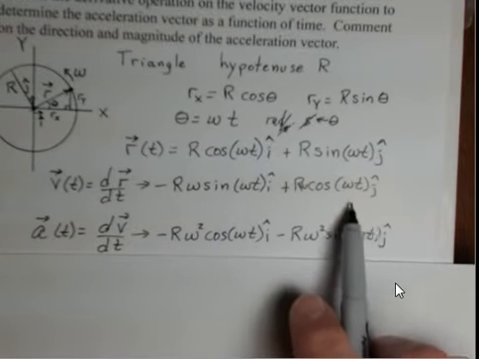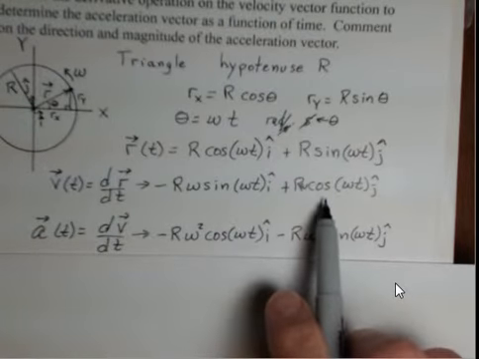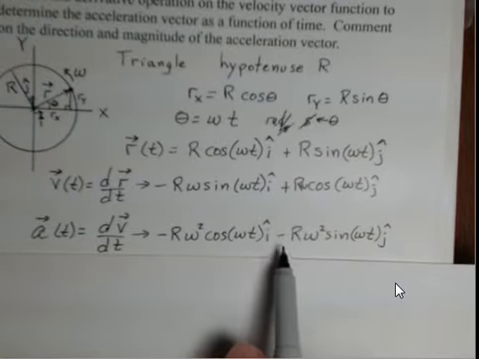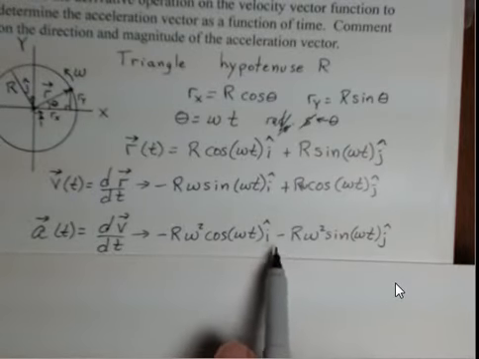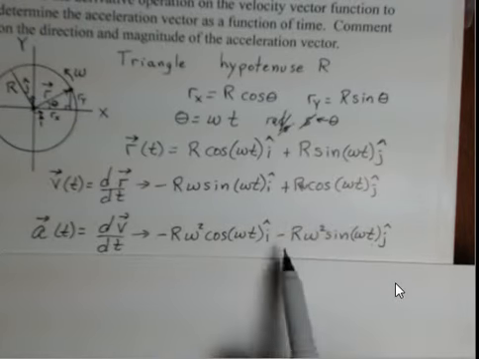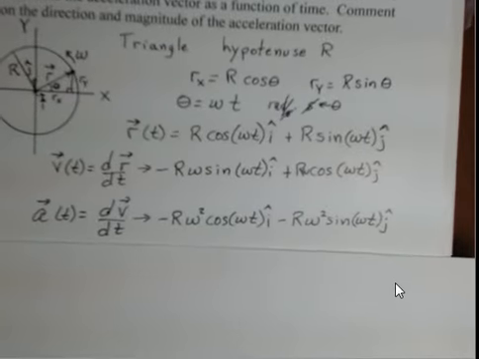Here, again, we take the derivative of omega t, that gives us another factor of omega, and because we're taking the derivative of the cosine function, the term reverses its plus minus sign, now minus. Again, the derivative of cosine is minus sine. So there's our acceleration vector.